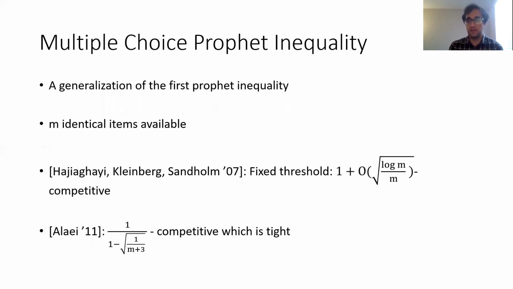Now I want to just mention one generalization of this problem, known as the multiple choice prophet inequality. In this generalization, we have m identical items, and both the prophet and an algorithm can choose up to m buyers and allocate items to them. There are two important results regarding this problem, and the point that I want to highlight about these results is that the competitive ratio approaches 1 as m becomes large.